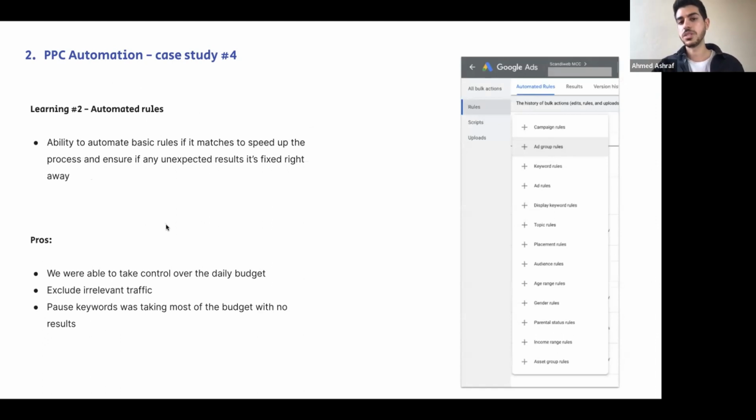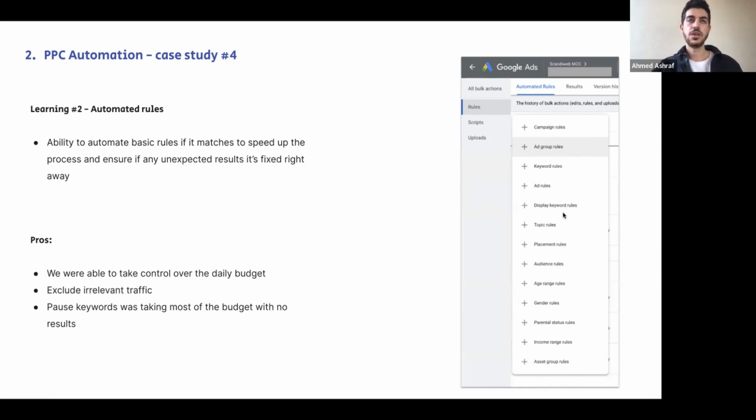The second learning was about automating rules. This is basically an option in your Google Ads account that allows you to automate basic rules based on audience, keyword, ad groups, campaigns. So whatever you would want to automate in terms of rules, you would have an option there in your Google Ads account. And this would basically ensure you are avoiding unexpected results as well.